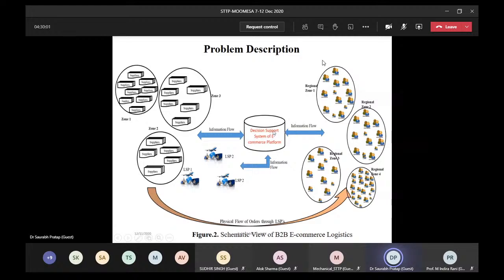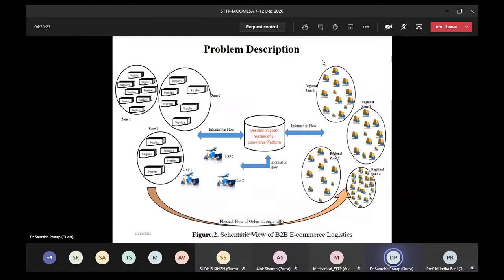Similarly, there is information flow between the suppliers and the decision support system. Now another entity is also important, that one is the logistics service provider. Just like in India, they use their own logistics service provider, like Flipkart and Amazon. But initially, they had a third-party logistics system. So in Hong Kong, they have a third-party logistics system.